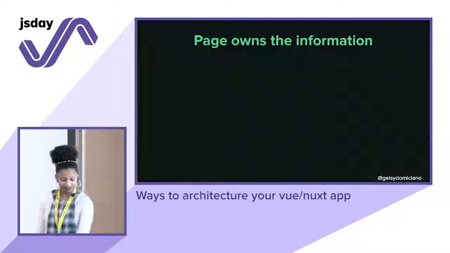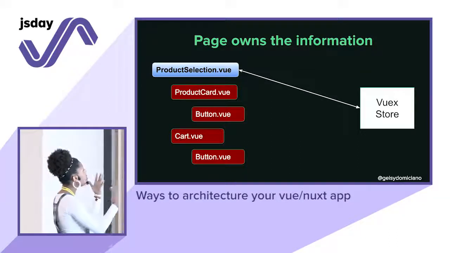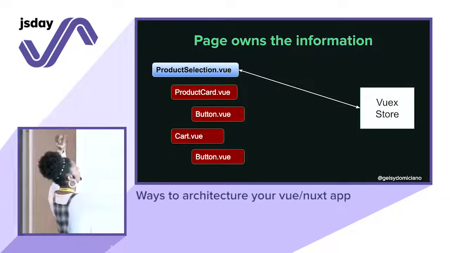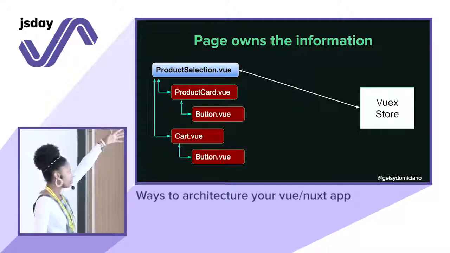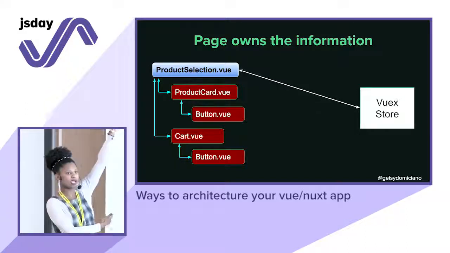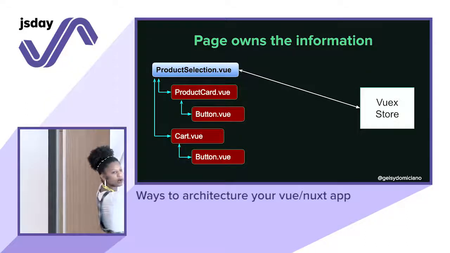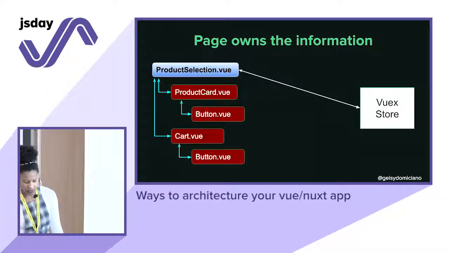Big mistake. What was it? I got my page. It's the only one that actually communicates and receives something back. And then it passes it down to every component. And this actually works OK when you have literally two-level components. If you go any further than that, that's what's going to happen.